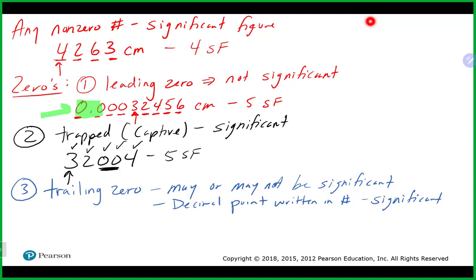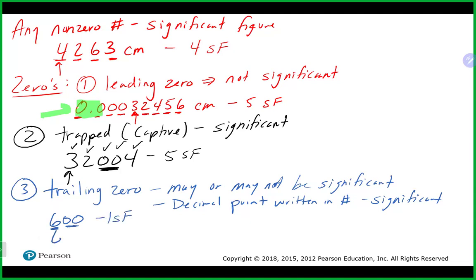So for example, here, if I had 600 written like this, how many significant figures would it have? It would just have one. We would start counting here. These zeros are at the end. They are not significant because there is absolutely no decimal point written in that number. So this would be one significant figure.